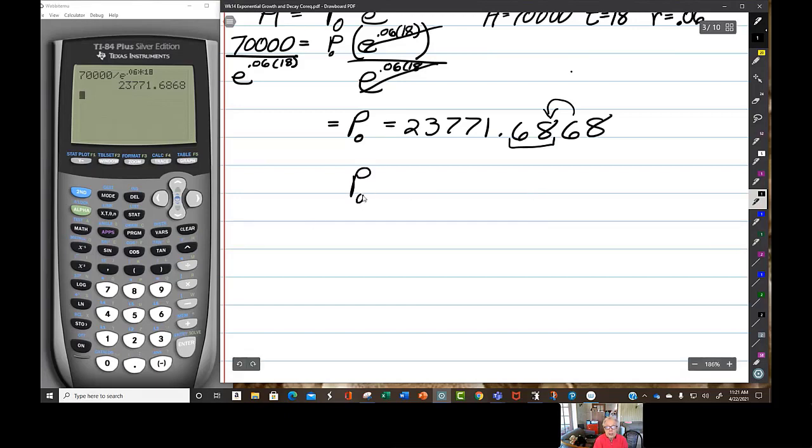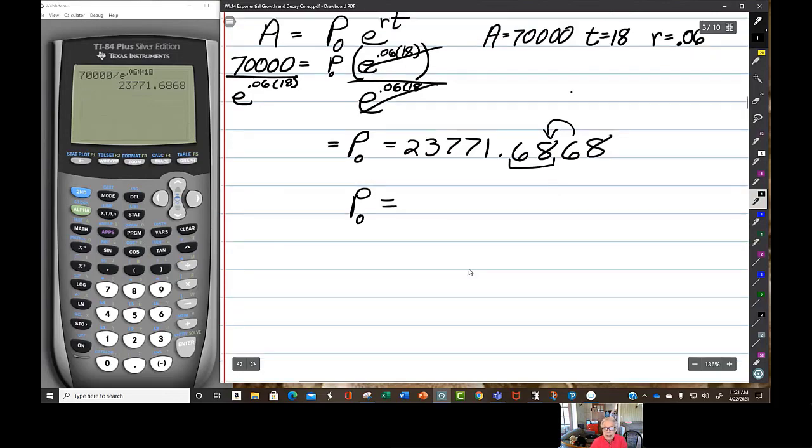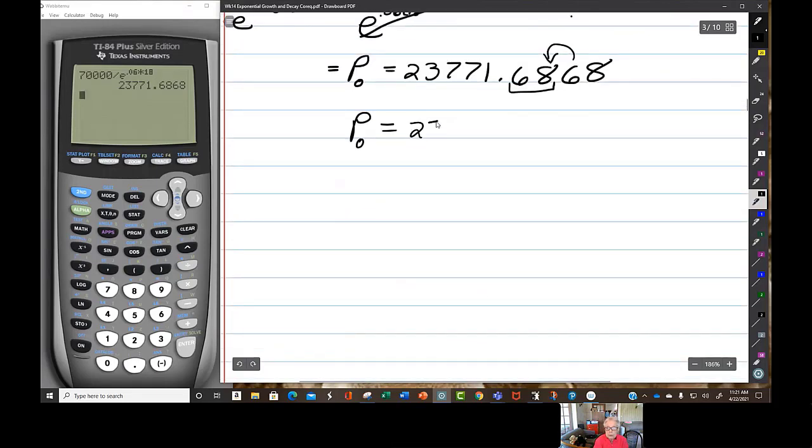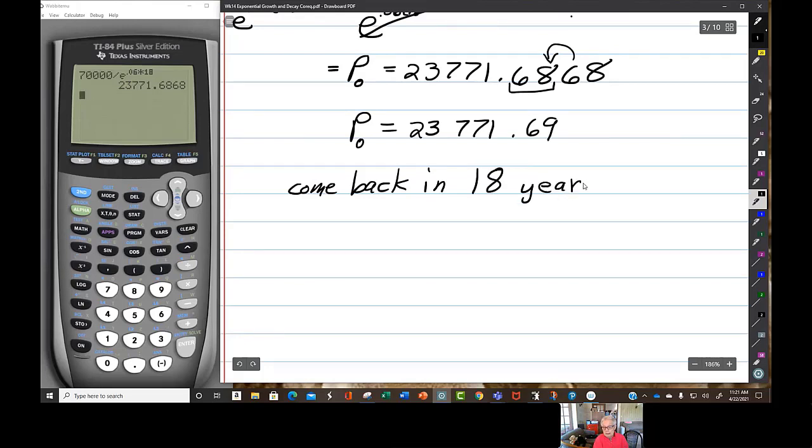So our original investment, the amount we have to put in, well, whatever it is we're investing in, is $23,771.69. We have to put that in the bank and then come back in 18 years. $70,000, which the poor baby, now an 18-year-old, will not get to play with because her parents are going to use that for her college education.